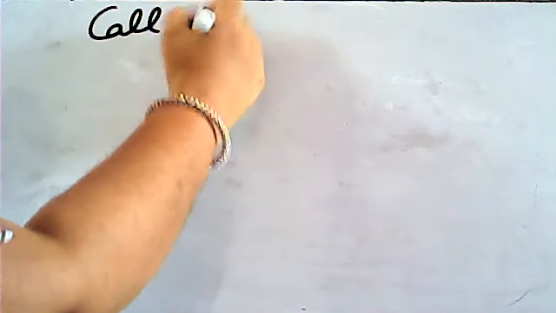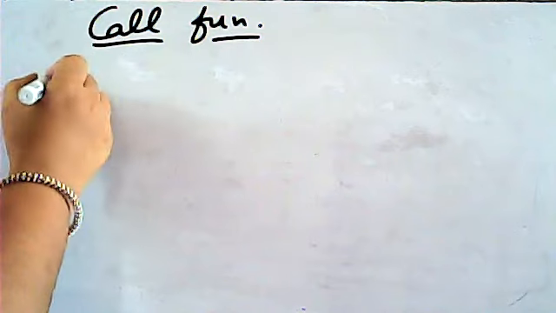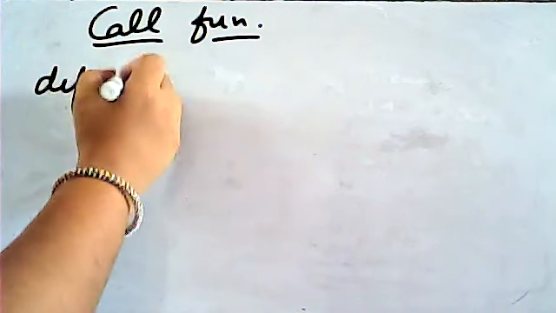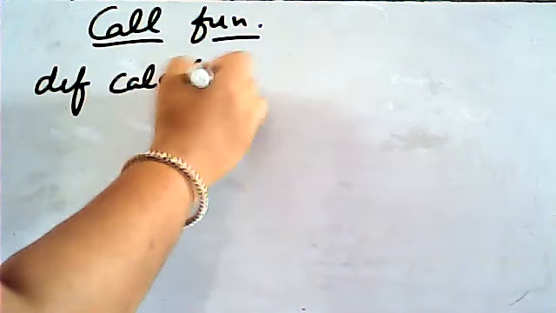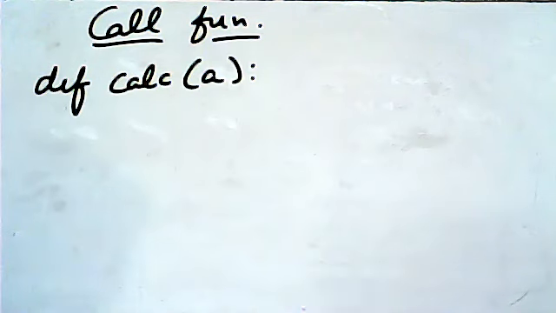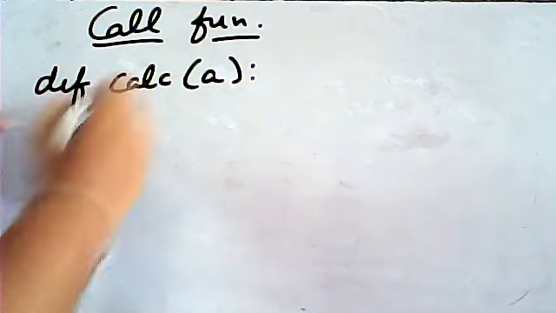Okay. After that, how we call a function. Next thing comes, how we call any function. Right now we have made the previous function. Which one did we make? Def Kelsey A. We made this function. Now, if I want to call this function anywhere, how can I write it?